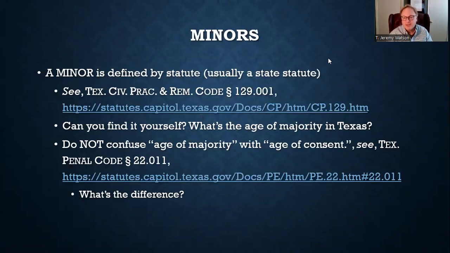The first thing that pops up when we think about capacity is often minors, right? You're all probably aware that in most states, a minor is defined as somebody under the age of 18. At least that is the definition here in Texas. In Texas, if you want to know what the law is, look at Civil Practice and Remedies Code, section 129.001, right? I hope by now that you all can find those statutes yourself, just like that.